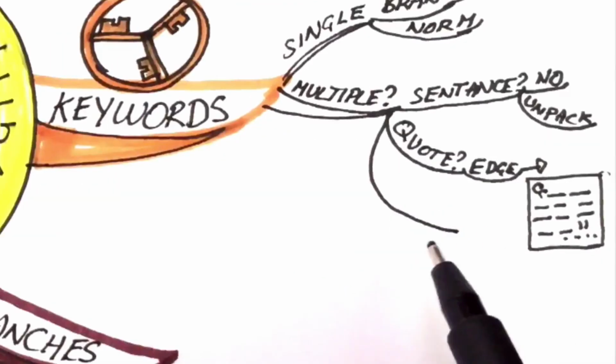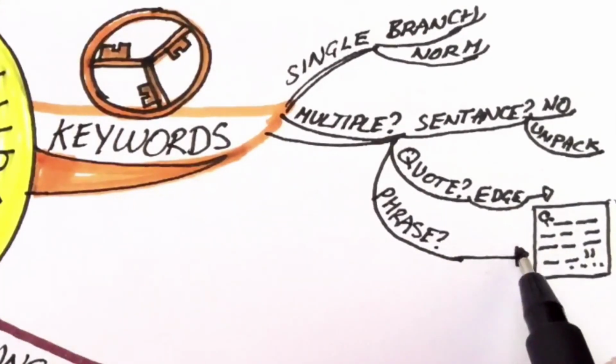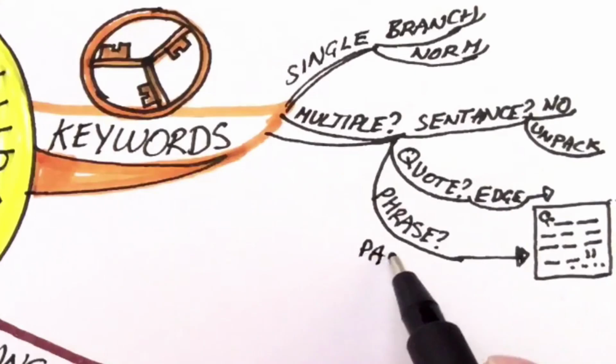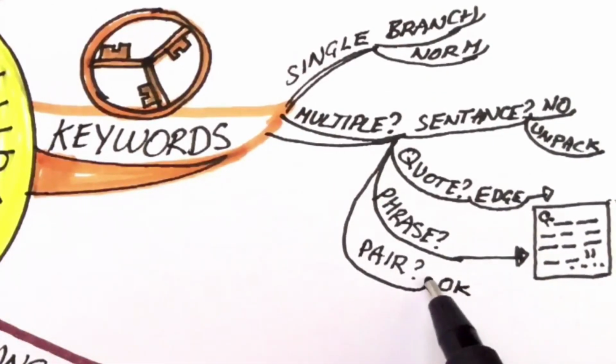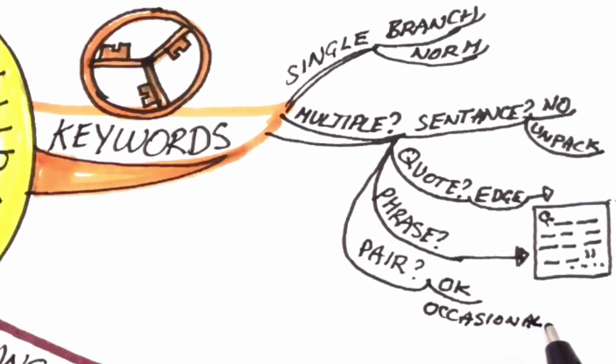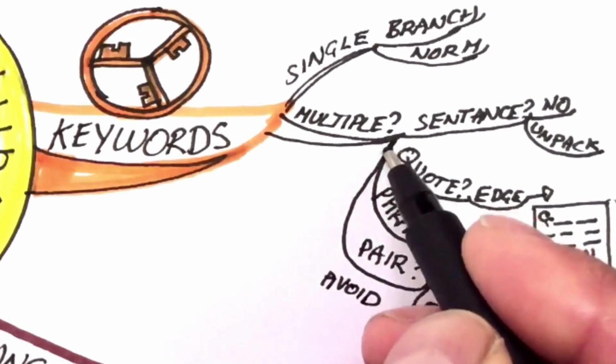What about a phrase? It's rare to have a phrase, 2 or 3 or 4 words, but you can put 2 or 3 or 4 words in if it's like a short quote or something like that, something really important. What about a pair of words? Yes, sometimes a keyword can be a pairing of words, and occasionally that's fine too. Try and avoid multiple words as much as possible. Try and stick to single words on a branch. It's a really useful tip that gets you more out of the mind map.